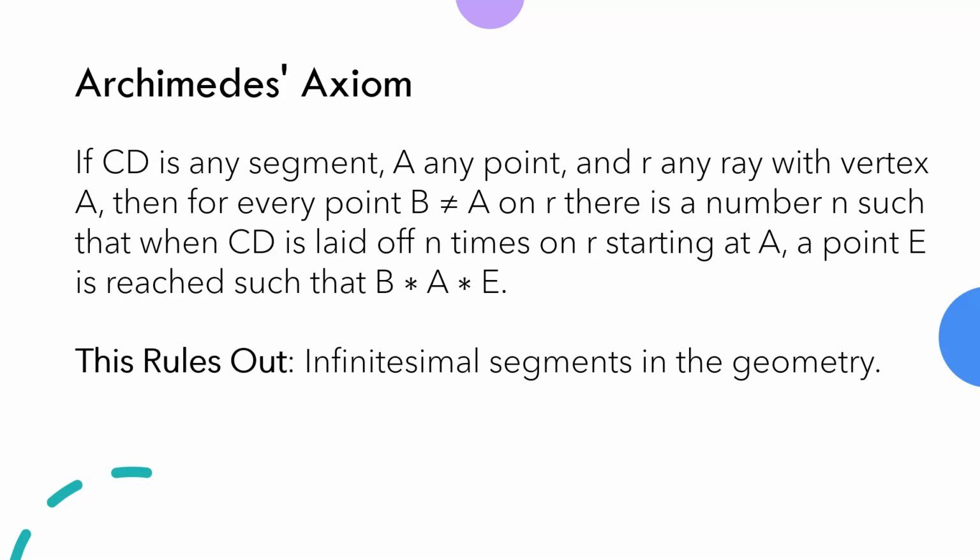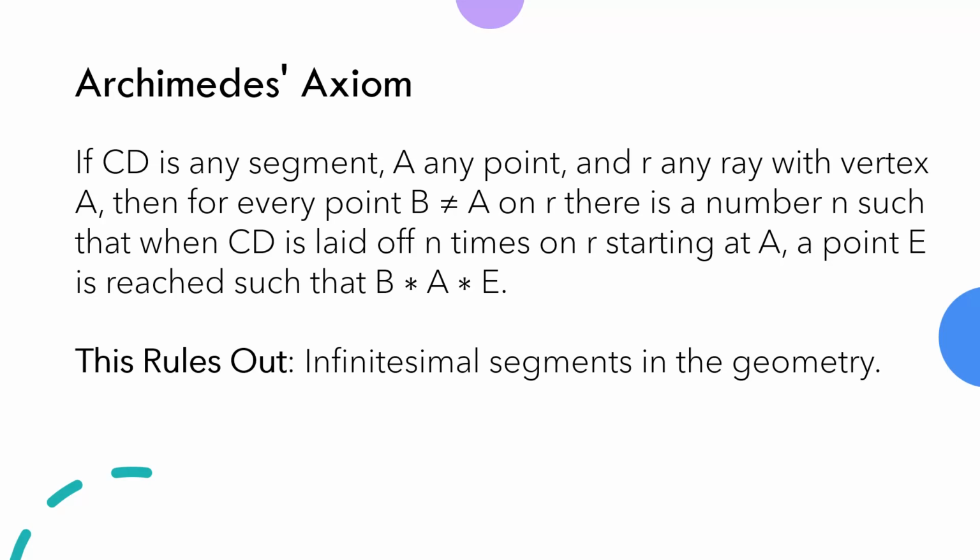So this one targets, or rules out, infinitesimal segments in geometry. The key insight here is that no segment is so small that it can't eventually add up to surpass any given distance. So this rules out segments that are infinitesimally small, segments so tiny that they could never accumulate to meaningful distances.